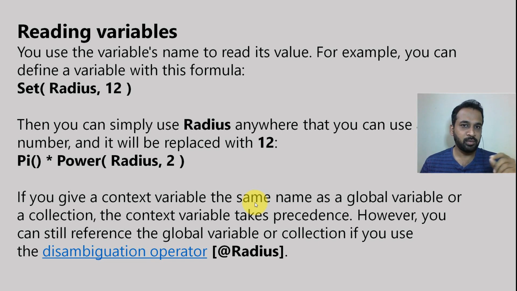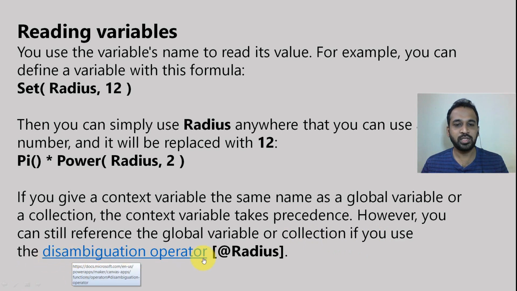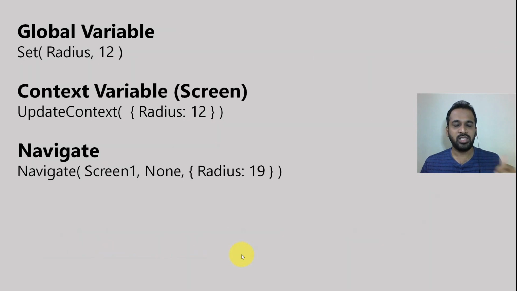Now, if you have the same name in the context variable, that is the local variable, as a global variable or a collection, the context variable takes precedence. However, you can still reference the global variable or collection if you use the disambiguation operator, that is open bracket, at Radius. If you use this, it will refer to the global variable instead of the local context variable. So these are examples of how we can define the global and context variable.